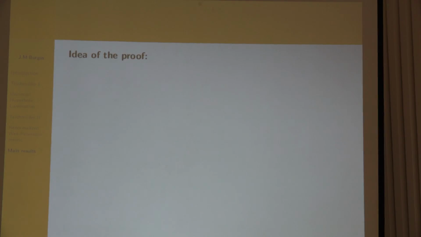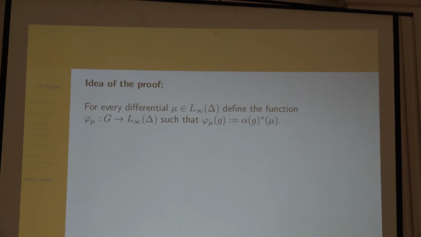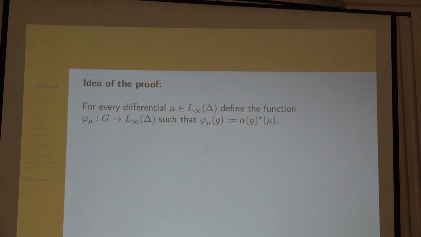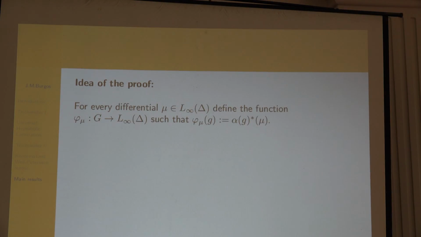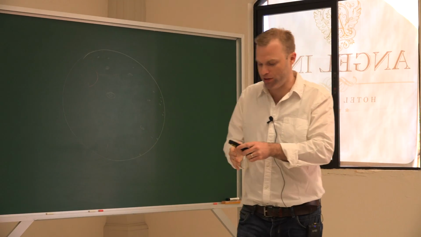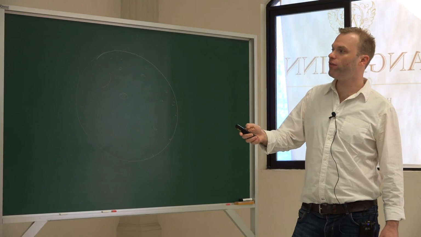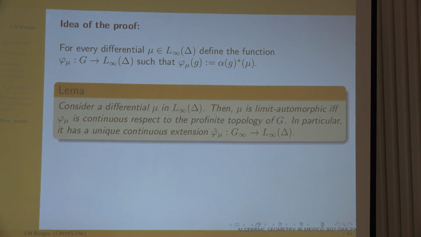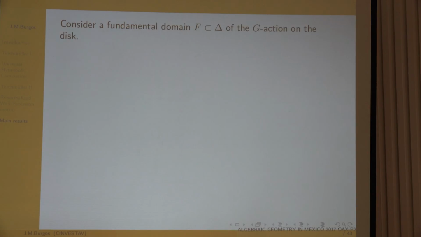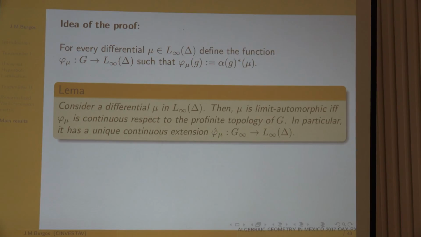Idea of the proof. For every differential, define the function that at each group element takes the respective translation by the Fuchsian representation. Lemma: the differential is limit automorphic if and only if this map, just defined, continuously extends to the profinite completion. That's a very useful characterization. Remember this notation: the hat will be the continuous extension to the profinite completion.